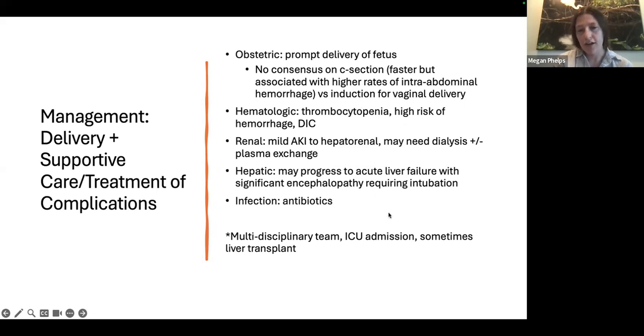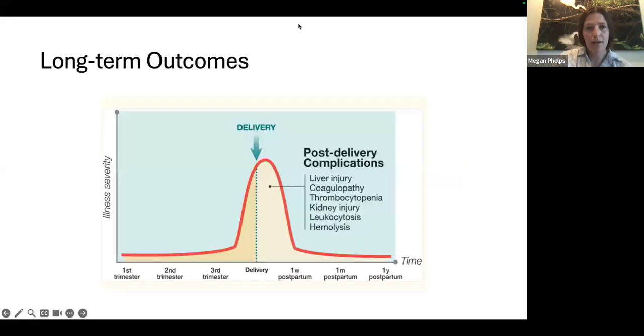You would want them to be at a tertiary care center. So if you're rural, shipping them there with a multidisciplinary team, again, sometimes needing a liver transplant or being in the ICU. But interestingly, if they survive, the long-term outcomes are quite good. After delivery, often they get clinically better within 3 to 4 days, and then their labs follow within a week or 2. And a study showed that most patients who have this don't have any long-term liver sequelae after they recover.